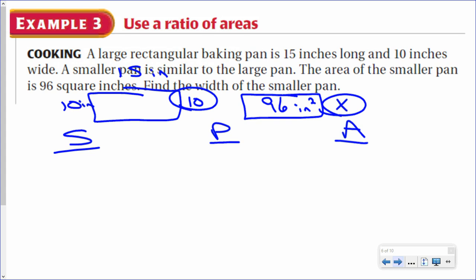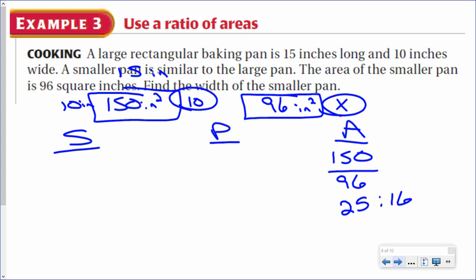Okay, so in other words, 10 would match up with X if you're comparing ratios. But let's start here. You know the side of the large one. They're 15 and 10. You could find the area of the baking pan by taking 10 times 15, or 150 inches squared. So let's put that in the area ratio. The area was 150 to 96. Dividing both of them by 6, you come up with 25 over 16. To go to the perimeter or side ratio, you take the square root of 25 and 16, which is 5 over 4, and another 5 over 4.